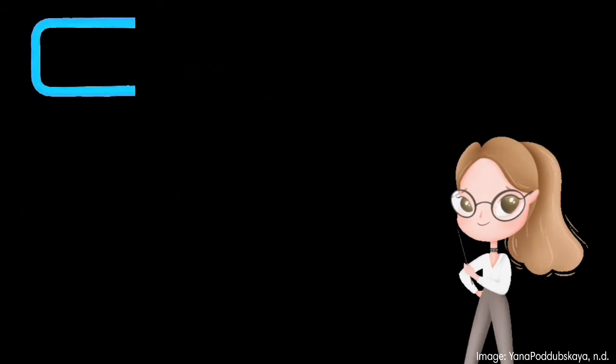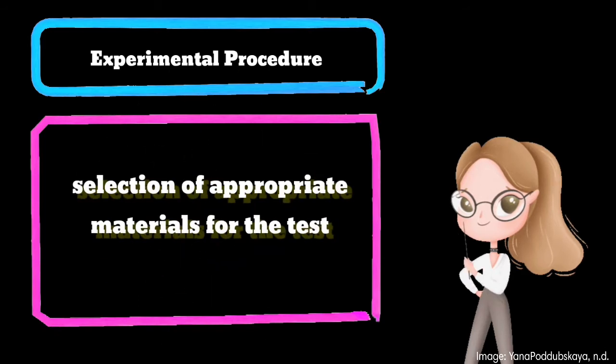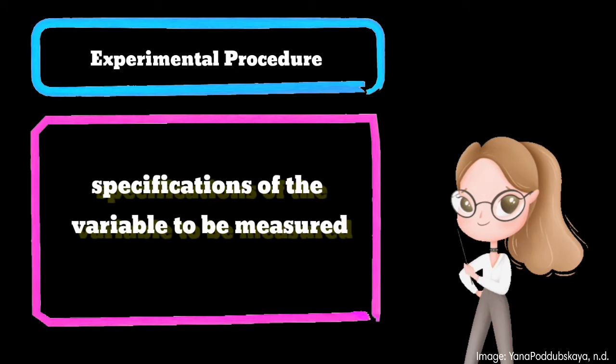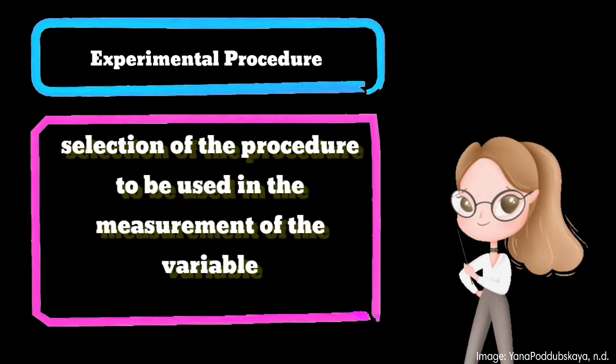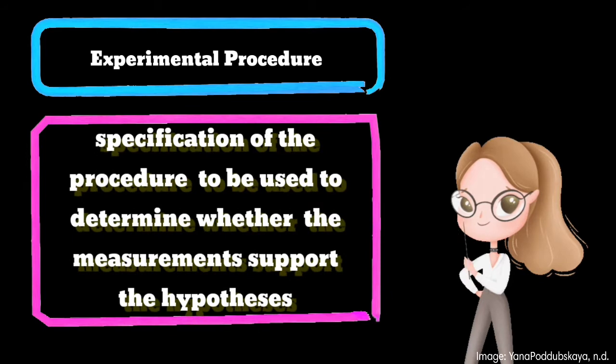The experimental procedure consists of 4 parts. First, the selection of the appropriate materials for the test. Second, specification of the variable to be measured. Third, selection of the procedure to be used in the measurements of the variable. And lastly, specification of the procedure to be used to determine whether the measurements support the hypothesis.